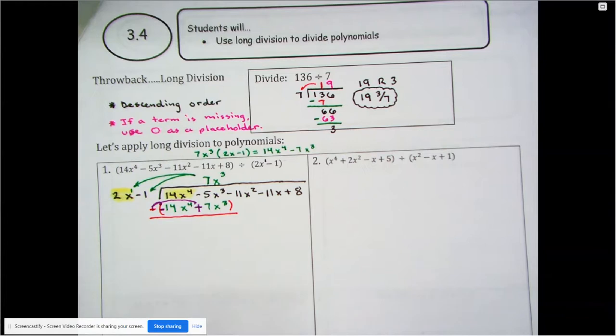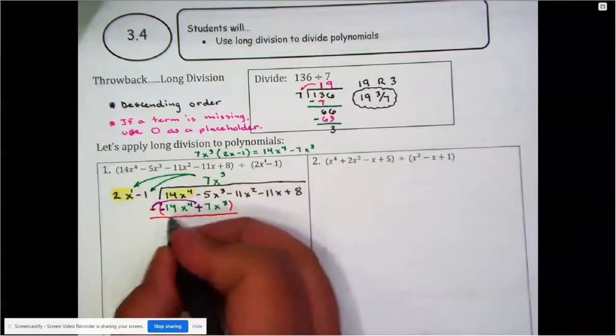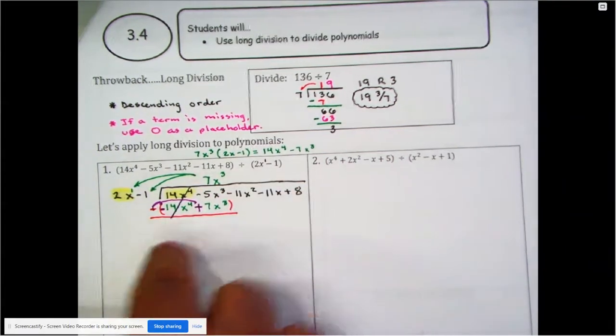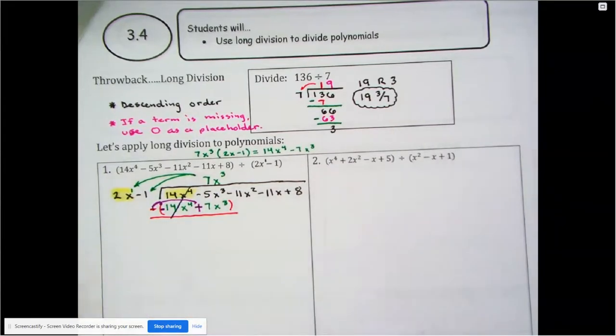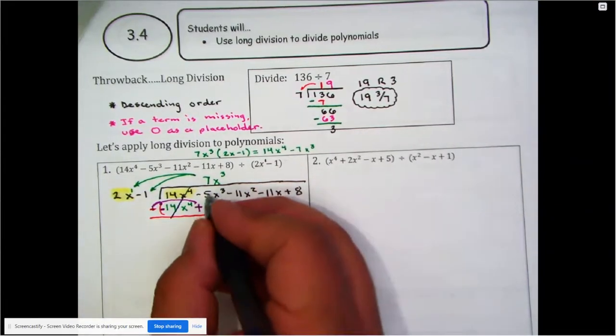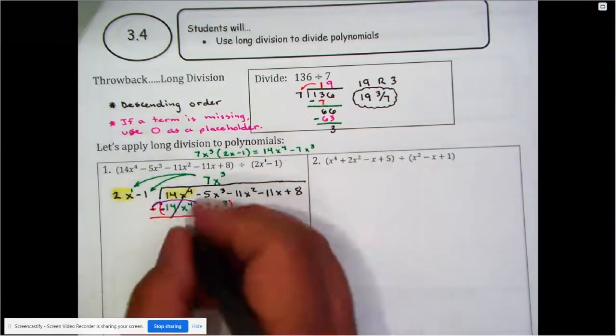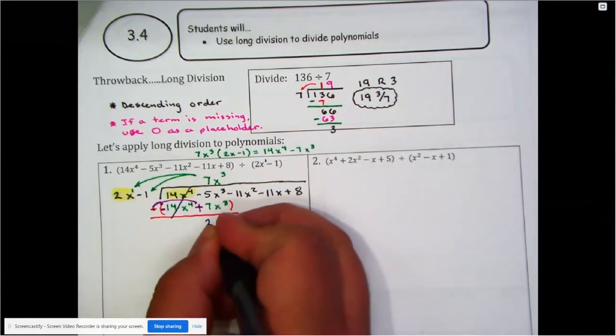All right, got a little messy. It'll be a little more organized on the next one. So 14x to the fourth minus 14x to the fourth, that's why we needed a perfect match. We wanted these to disappear. But a -5, and a positive 7x to the third, we're now looking at 2x to the third.